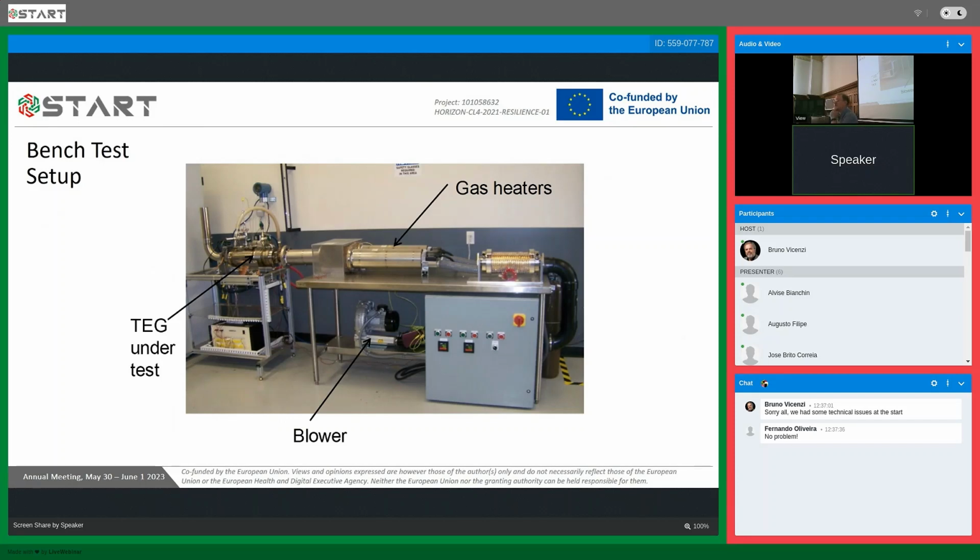So we had a test bench to test this part. There's the TEG that's under test. Here's the other TEG here, just as an example. We had a blower. The gas heaters would go through here. The cooling system is actually not shown in this picture.